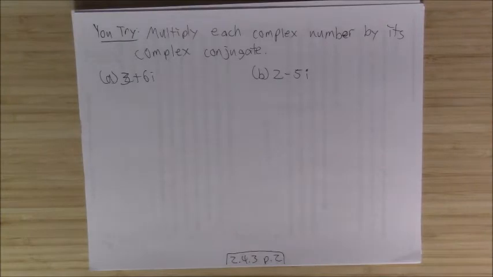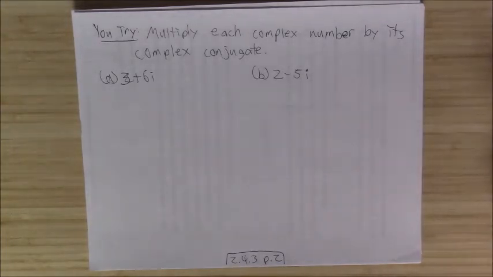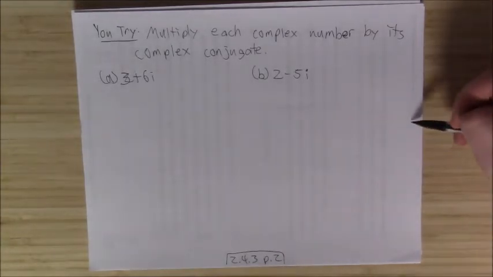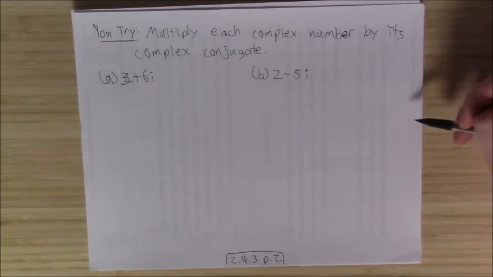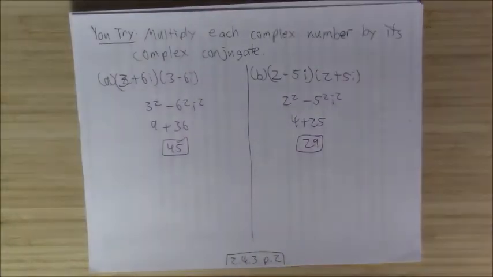And now it's time to have you try an example, so go ahead and multiply each of the following complex numbers by its complex conjugate and simplify down to the real number. On the count of 3, I'll reveal the solution. 1, 2, 3.